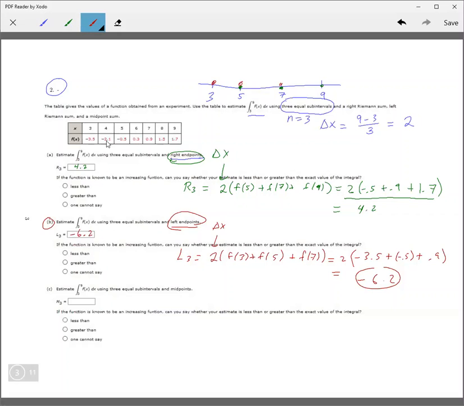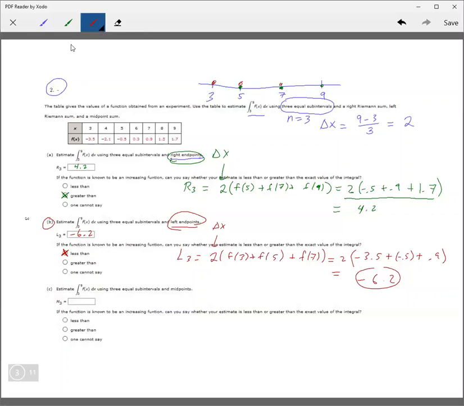And if you look at these values, you can see that they're increasing. So by choosing the right endpoints here, we're actually getting what's probably a larger value than the actual. So this is going to be greater than the actual value of the integral. And similarly, when we're using the left endpoints, because this is an increasing function, we're choosing lower values. So this should be less than the exact value of the integral.